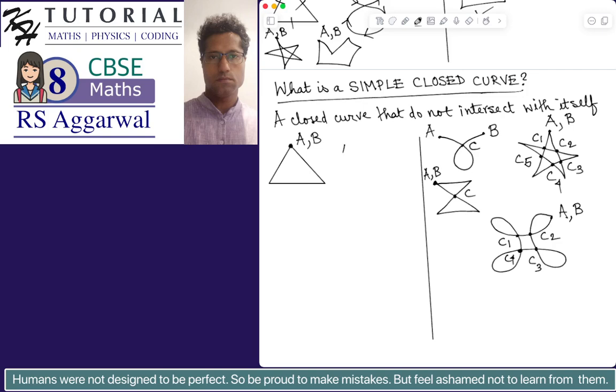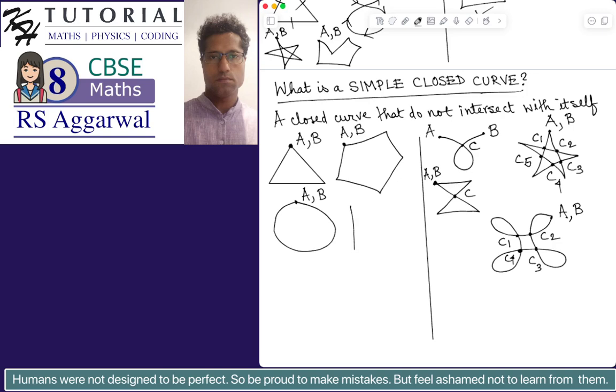Okay, this curve is again a closed curve. I started and ended at this point, and as you can see, at no point does the curve intersect with itself. Okay, again this is a simple closed curve. This point was the starting and ending point. I hope you are getting the idea. What is a simple closed curve?